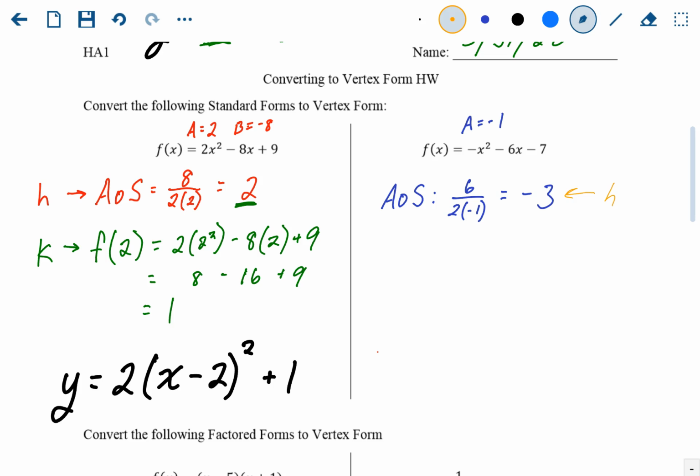Okay. Now we got to find the y value of the vertex. We're going to find f of h. Okay, but again, h is negative 3, so we're finding f of negative 3. So careful with the negatives here. You got negative 3 squared minus 6 times negative 3 minus 7.